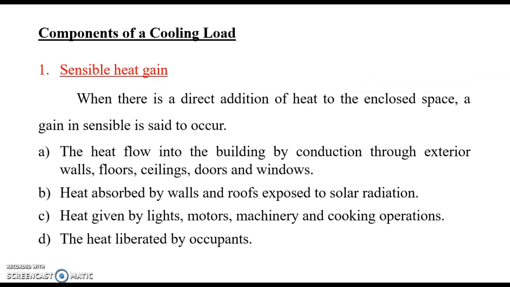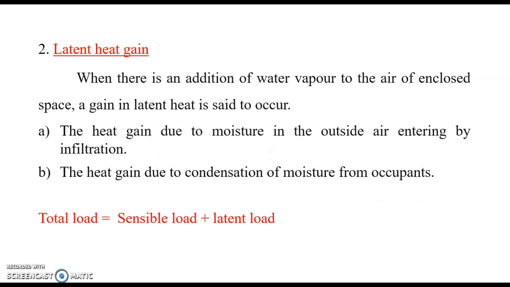Next, the components of a cooling load. First one is the sensible heat. That means there is a direct addition of heat to the enclosed space. The reason here is the heat flow into the building by conduction through the exterior walls, floors, ceiling, door and windows, and heat absorbed by the wall and roof exposed to the solar radiation. The third one is the heat given by the lights, motor, machinery and cooking operations inside the confined space. The last one is the heat liberated by the occupants in the confined space.